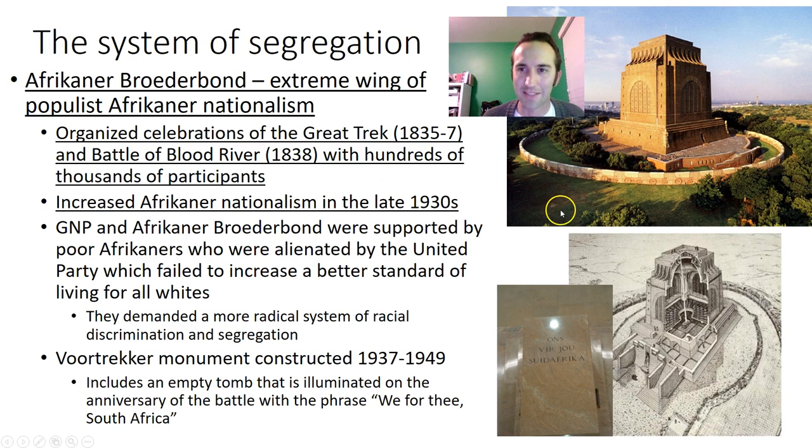And so they create this massive monument, and it's now a World Heritage Site. It's protected by the UN. The Voortrekker Monument, constructed in 1937 to 1949. It's pretty amazing how it's made. It's actually surrounded by a stone wall of these little wagons.